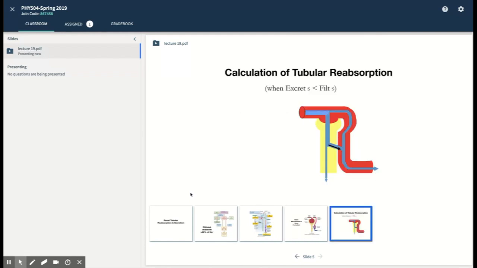So, if we want to figure out how much is reabsorbed, basically what we know is that you're filtering more of this particular solute than you're actually excreting from the body. If you're filtering more than you're excreting, some of it had to be reabsorbed because you started off with a higher filtered load and the amount that's actually leaving in the urine is lower. So how are we going to do that? How will we figure out reabsorption?